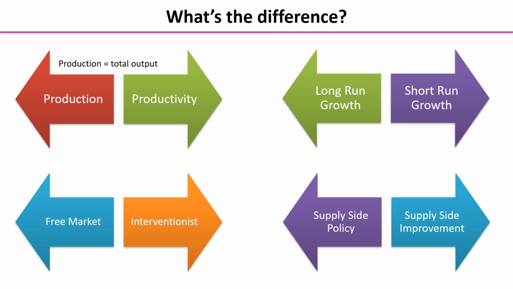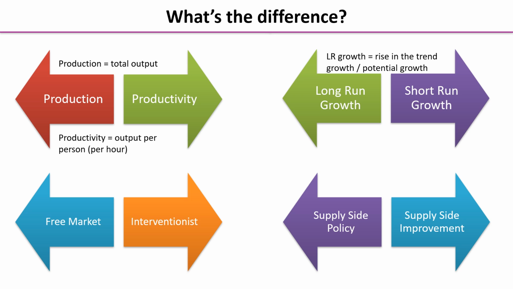Production first. Well, production is total output, whereas productivity is output per person, sometimes measured per hour. Coming across the top then, long run growth, as we discussed in video 1. This is all about changes in your productive potential or your trend growth, whereas short run growth is your actual output, changes in that. It's about using up more of your existing capacity.